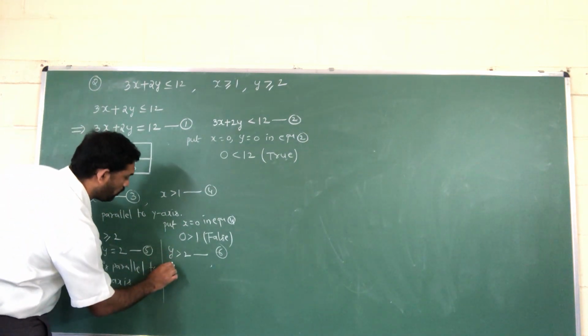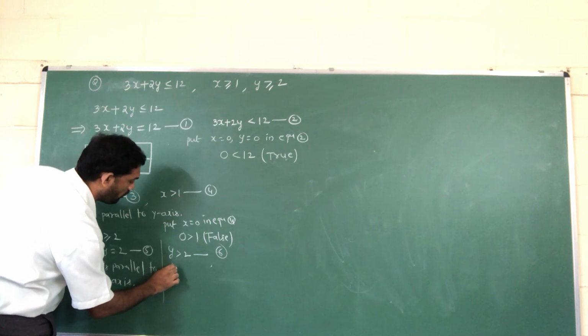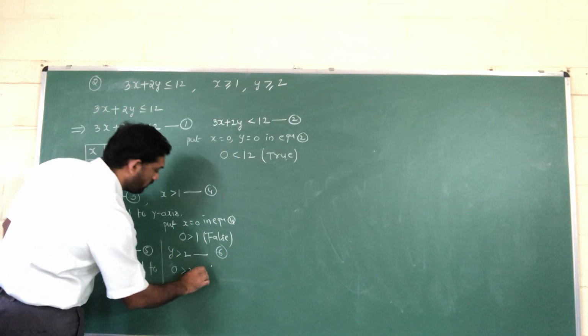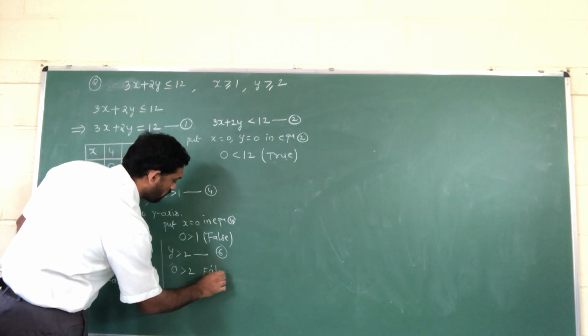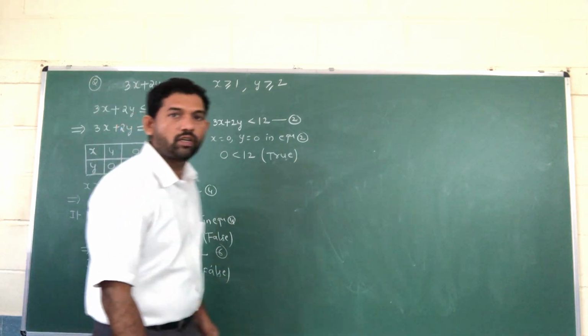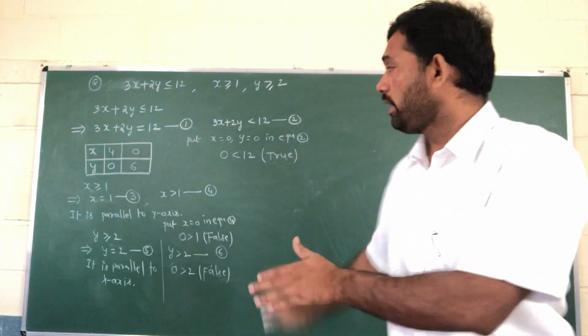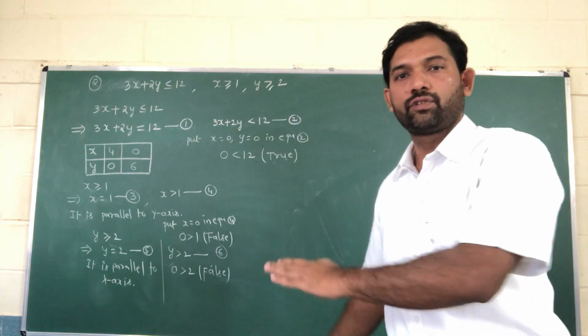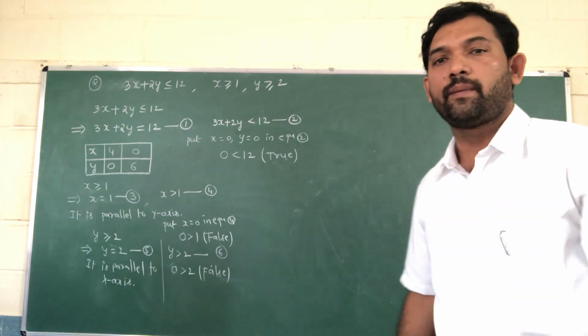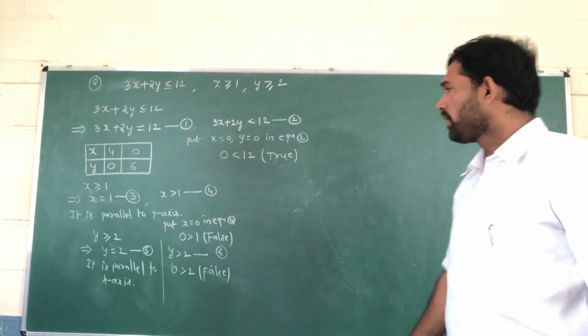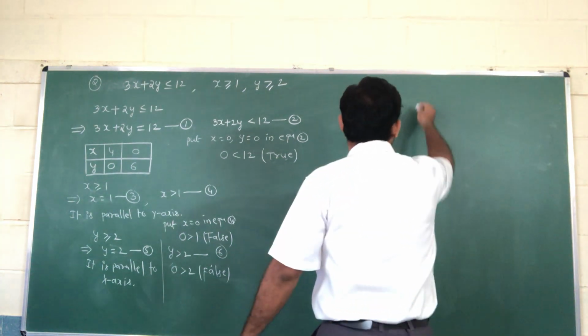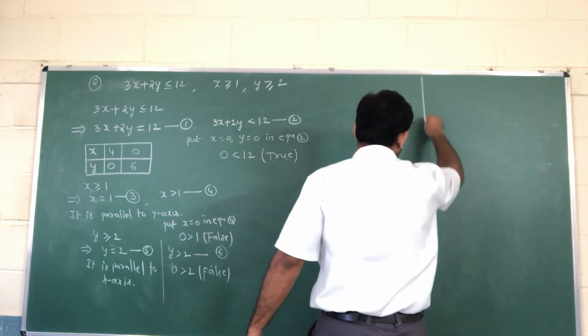Again, here put y is equal to 0. 0 greater than 2 means it is false. So about inequalities, the procedure is completed. Understand, all of you? So after that, graph.